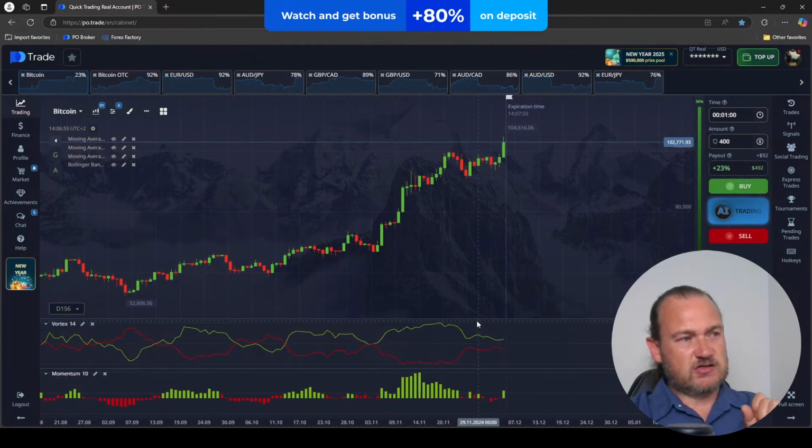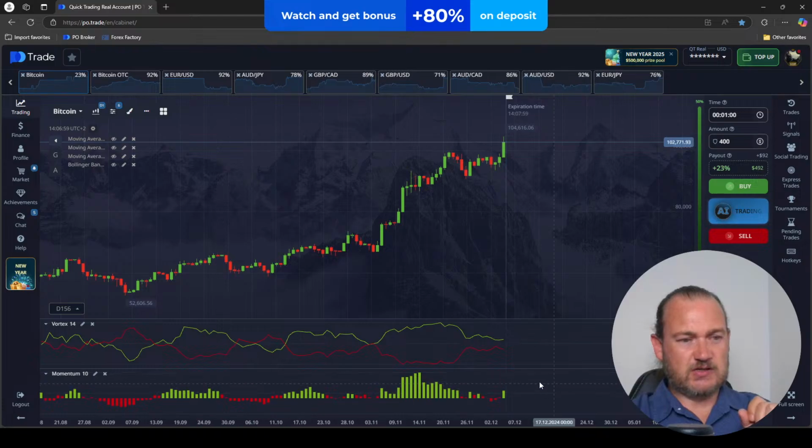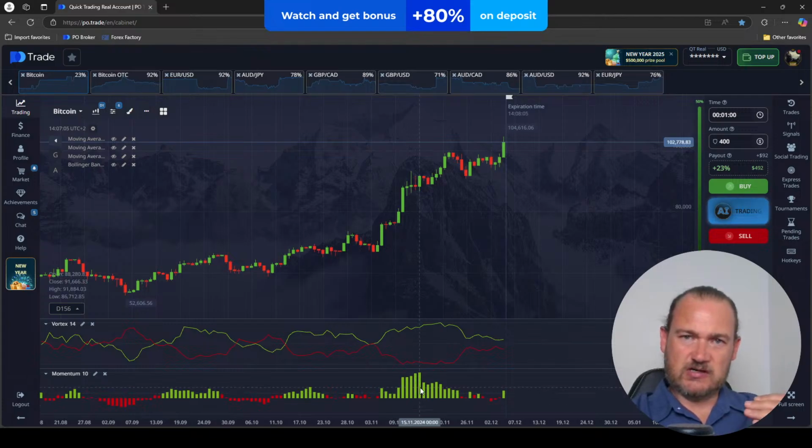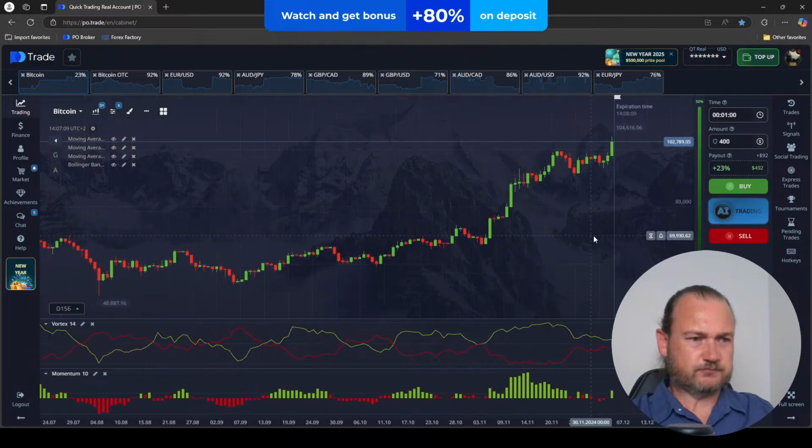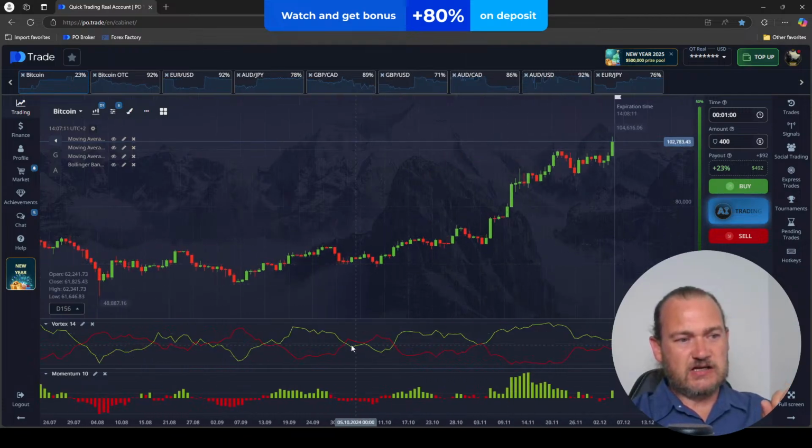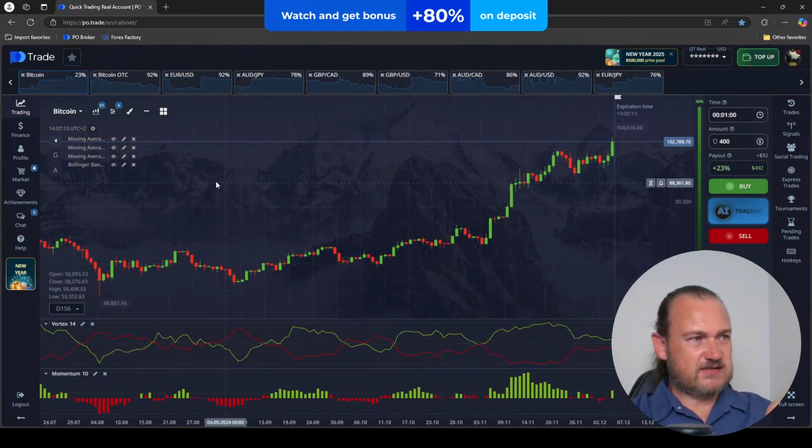On my screen here, you guys will also see we've got the Vortex indicator loaded, and we have the momentum indicator loaded. We're going to use the momentum indicator at first, but I'm going to be looking at the RSI and the stochastic as well, because both of those are also momentum indicators. And this is the daily chart.